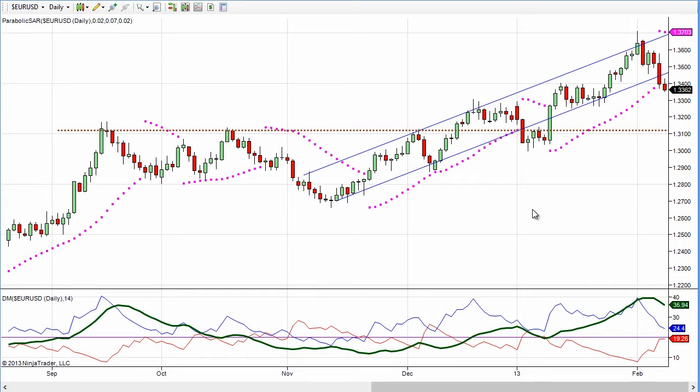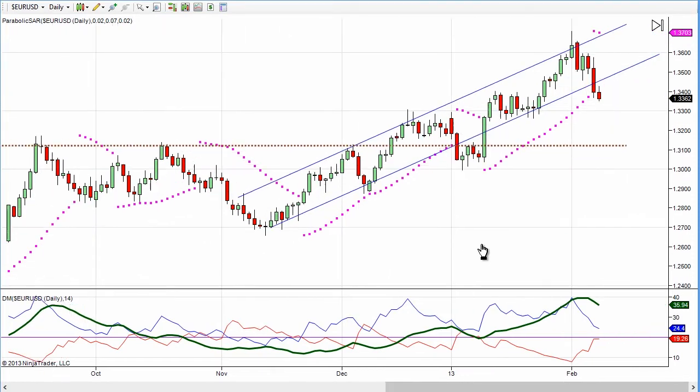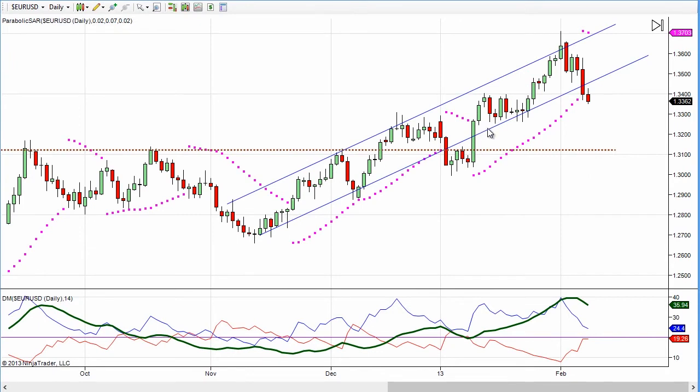So this first chart I have here is a chart of the Euro US dollar on the daily time frame. And I've already drawn a trend channel on here. You can see the trend channel that we were in for a while, for many months now, and we finally broke out of it here, and this is a definitive breakout.